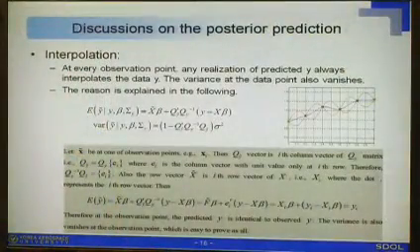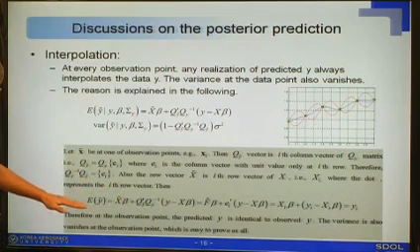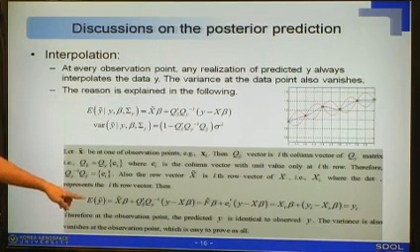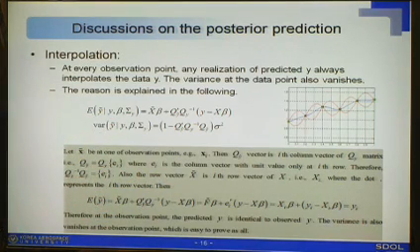So we have some discussions on this posterior prediction. Based on this prediction formula, it always interpolates the observation points based on this derivation. Anybody with this level of knowledge will understand what this means. You will follow and get to the conclusion that the new y always agrees with the observed data, even with the prediction equation. And the variance also vanishes at the observation point.